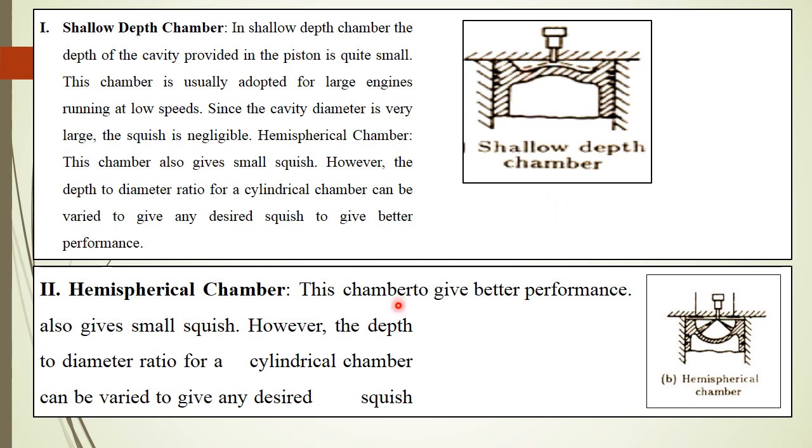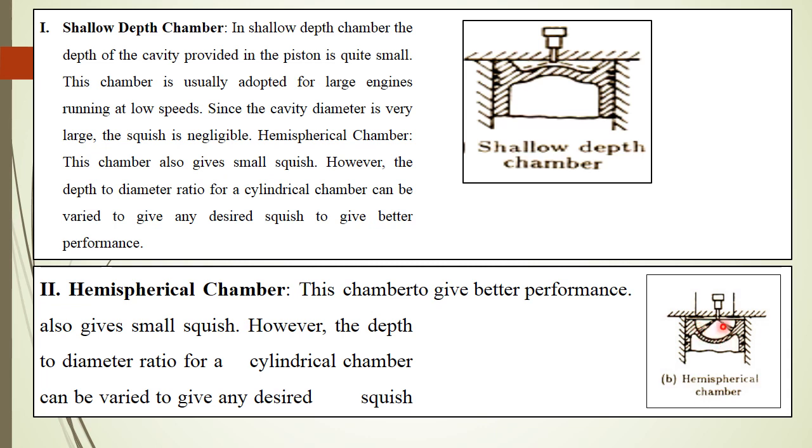Then the hemispherical chamber. In the hemispherical chamber, the depth of the cavity is more; more cavity depth is to be provided. This chamber also gives a better or small squish. Again, the diameter to depth ratio plays an important role. The depth to diameter ratio of the cylindrical chamber can be varied to get the desired squish.